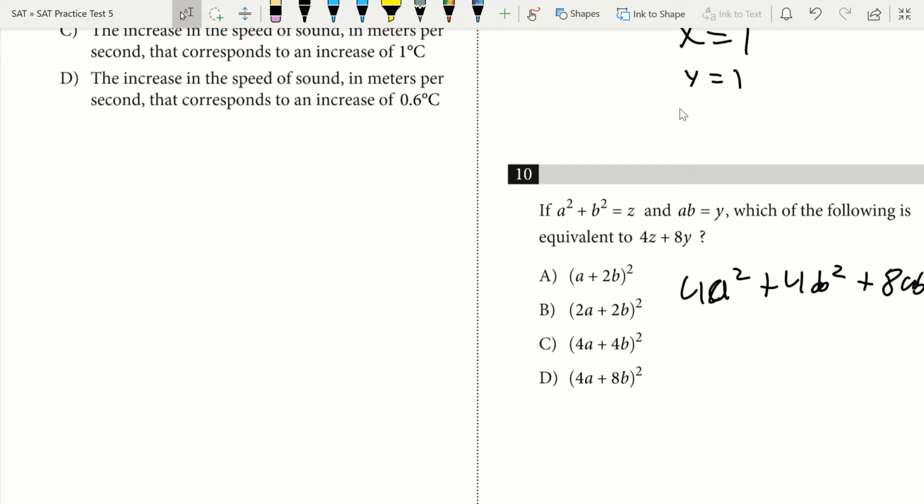Well, I know that 4a squared and that 4b squared, that's going to have that 2a and that 2b, because when I square it, 2a times 2a gives me 4a squared, and 2b times 2b will give me 4b squared. And then I also have 2b times 2a times 2, which will give me 8ab. So my answer there is going to be B.